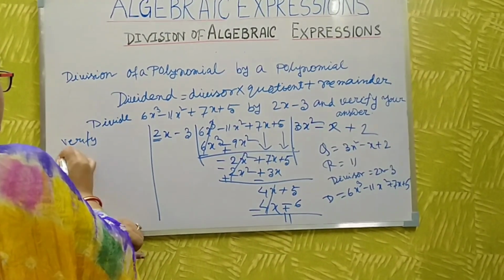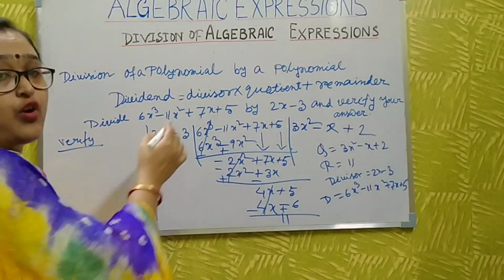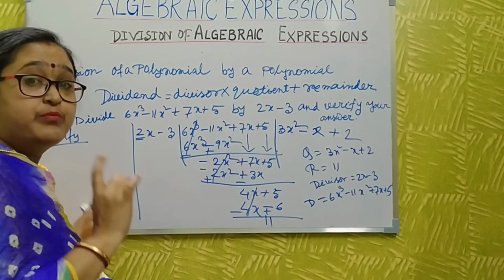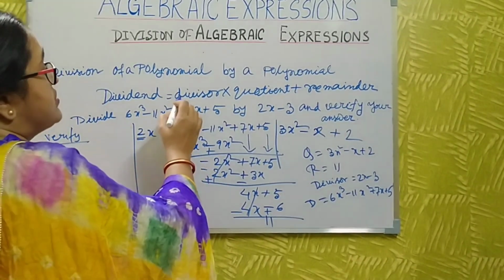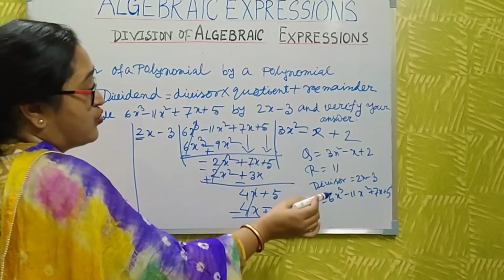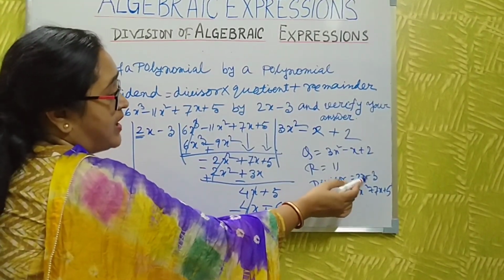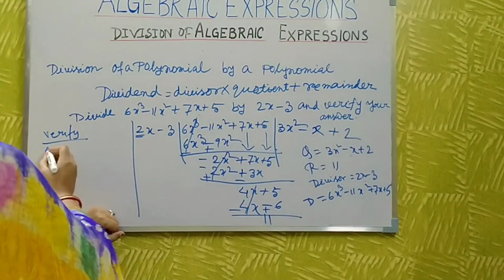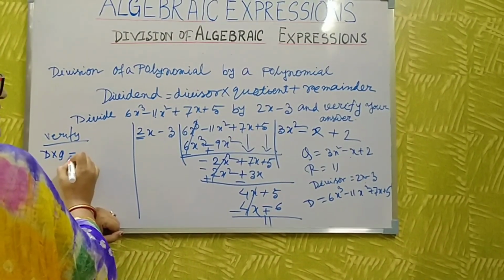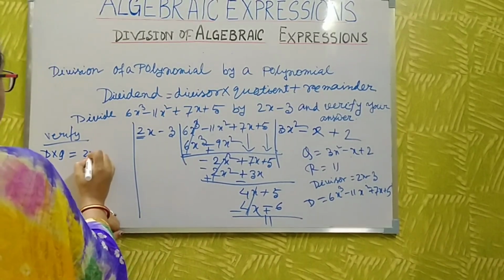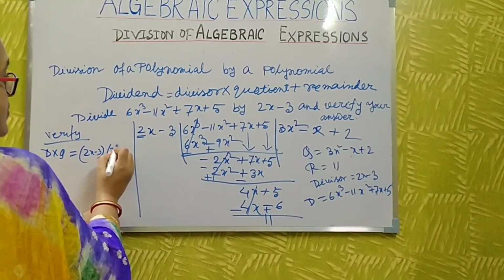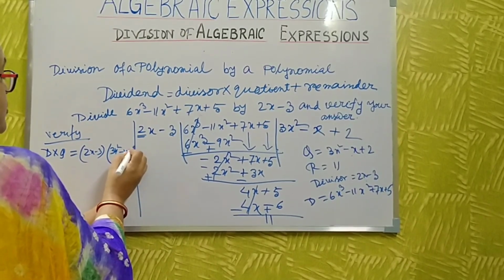Verify. You just look at the verification. What is the formula of verification? Divisor into quotient plus remainder. First you multiply divisor into quotient. What is the divisor? Divisor is this one, into this one. First you do the multiplication of divisor into quotient. This is divisor 2x minus 3 into quotient 3x² minus x plus 2.